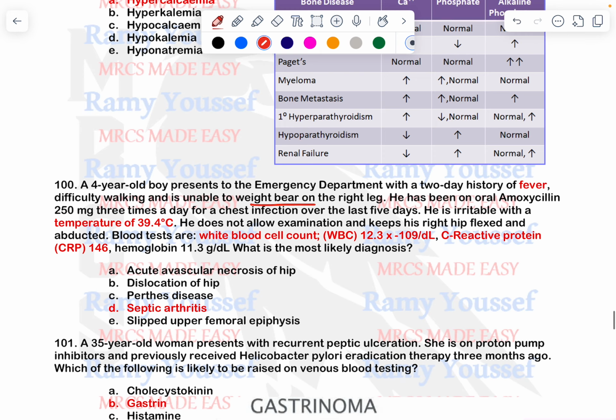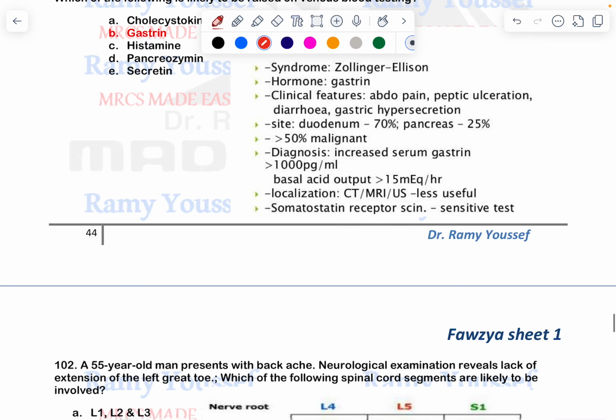A 55-year-old man presents with backache and neurological signs, with lack of extension of the great toe. Great toe flexion and extension. It is L5. So L5, wherever it is, you have to measure. It is L5.